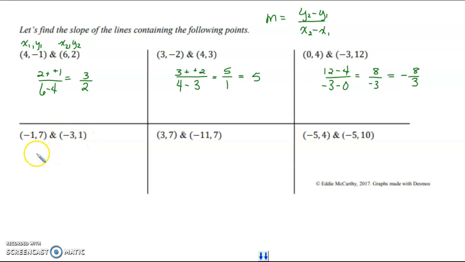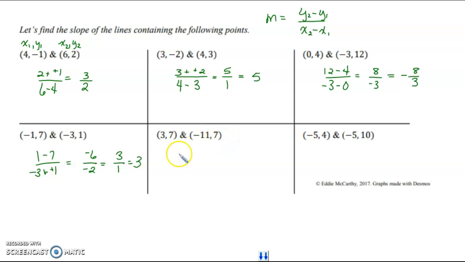So 1 minus 7 over negative 3 minus negative 1. 1 minus 7 is negative 6. Keep change. Negative 3 plus 1 is negative 2. I can simplify negative 6 over negative 2. It'll be a positive answer because there are two negatives. And 6 divided by 2 is 3 over 1, which is 3.